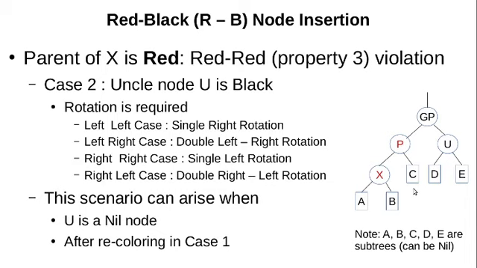C is the right subtree of P which can be nil or non-empty. D and E are the subtrees of U which can be nil or non-empty. Here U and its subtrees are nil if X is the newly inserted node. Node U is non-nil if we applied case 1 earlier and considering GP of previous subtree as X as discussed in the previous slide.